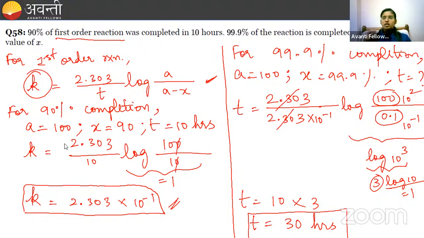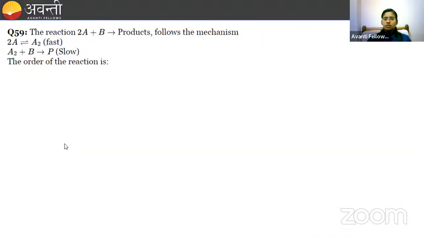Okay. So now let's go for the last question of this session. Question number 59. The reaction 2A plus B giving product follows the mechanism. So we do have two reactions. One is fast and the other one is slow. We have to find out the order of the reaction.